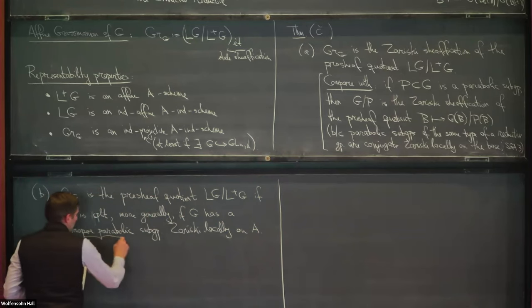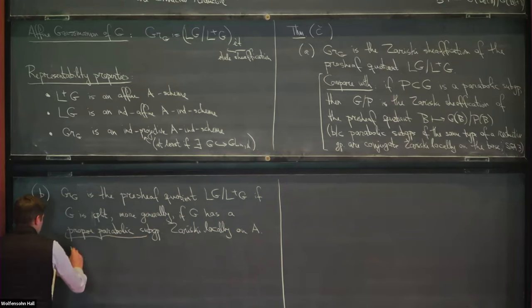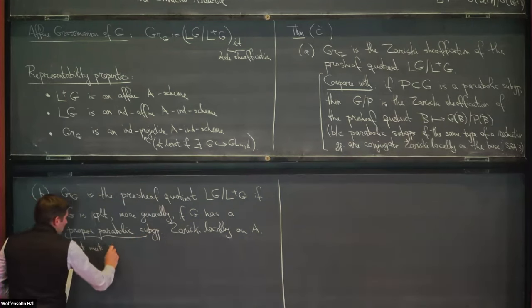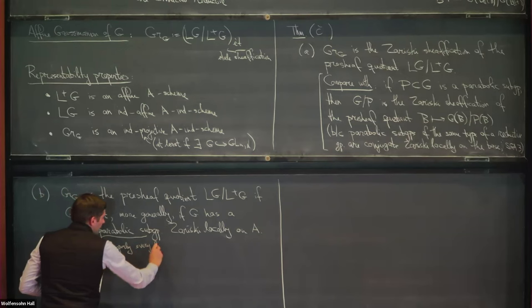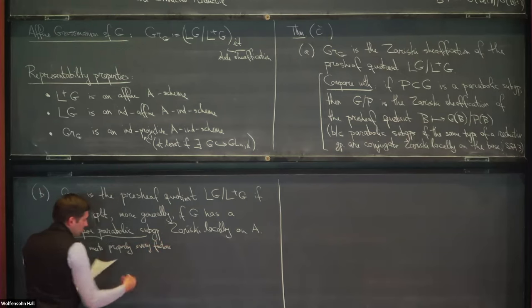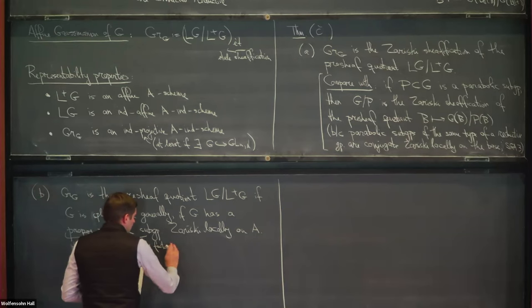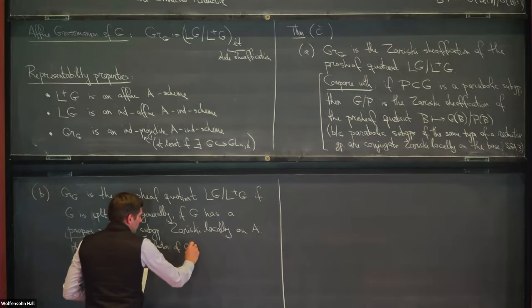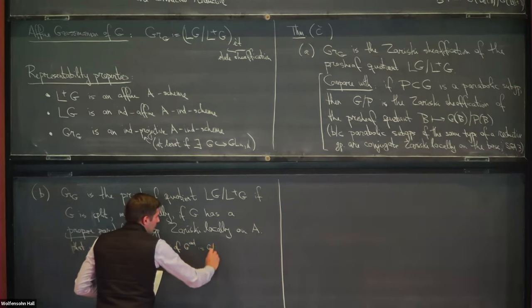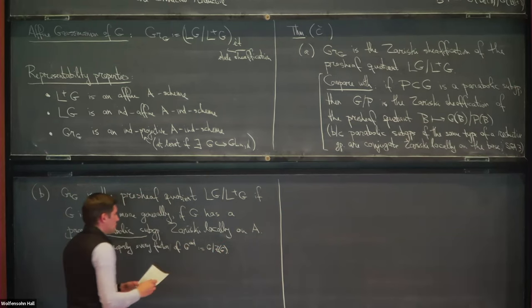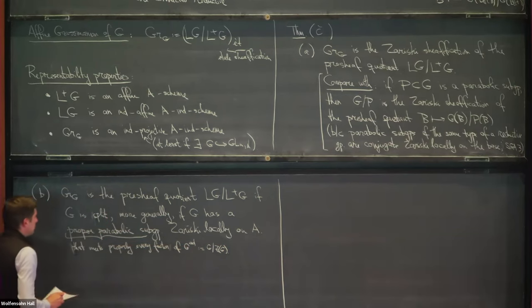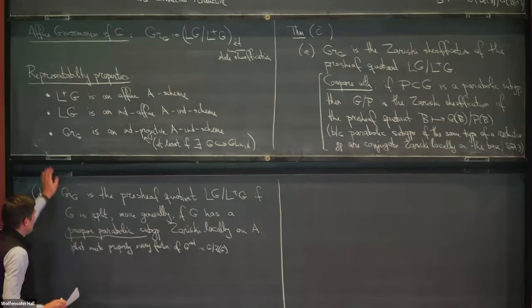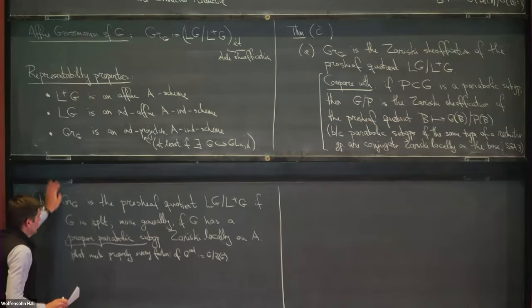And here by proper parabolic, I mean a parabolic that meets every factor properly. Well, G itself need not decompose into factors based on components of the Dynkin diagram, but the adjoint quotient of it surely does by general theory. And so the parabolic of the adjoint group corresponding to this parabolic is supposed to meet every factor of this adjoint group.